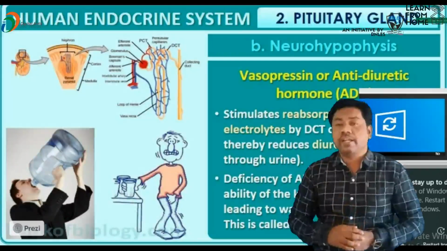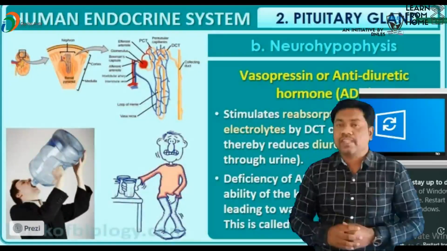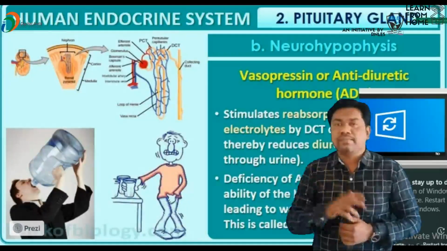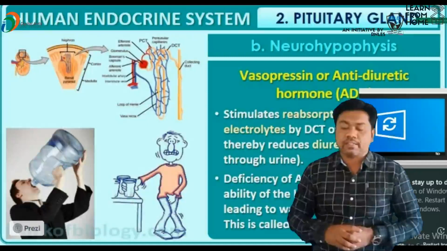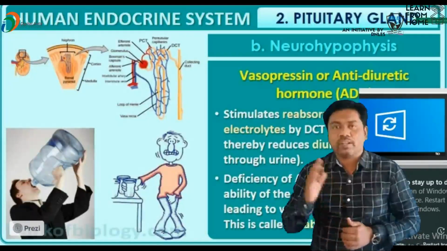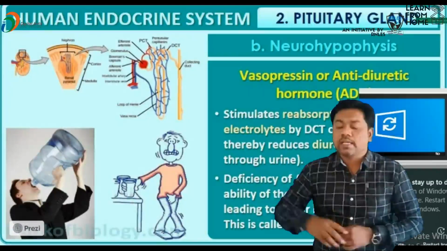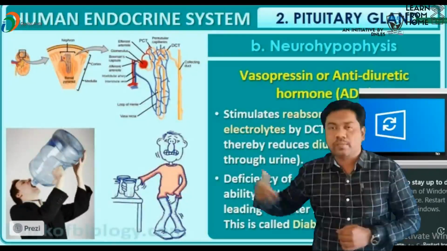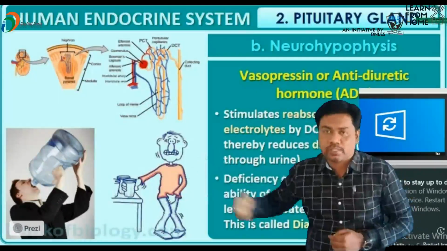Deficiency of ADH leads to a disease, and that disease is known as diabetes insipidus. Due to the lack of ADH, one disease is caused, called diabetes insipidus. Excess amount of urine is produced, which is also known as diuresis.